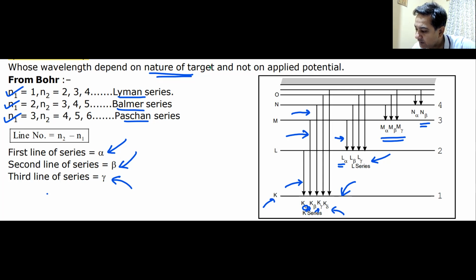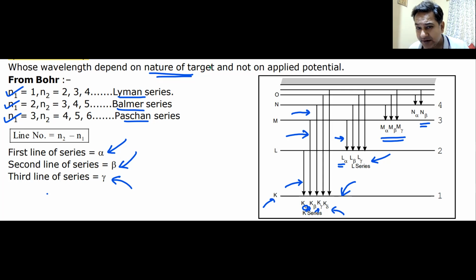About the series. Will you remember this? Yes, sir. Okay. Now, the thing is, if it makes a jump, a photon or X-ray will be emitted. What is the wavelength of that photon or X-ray?